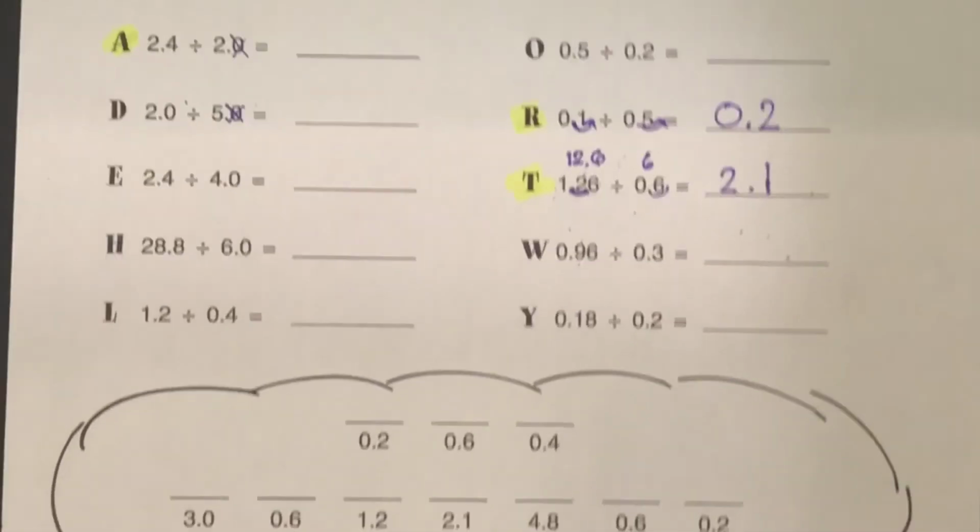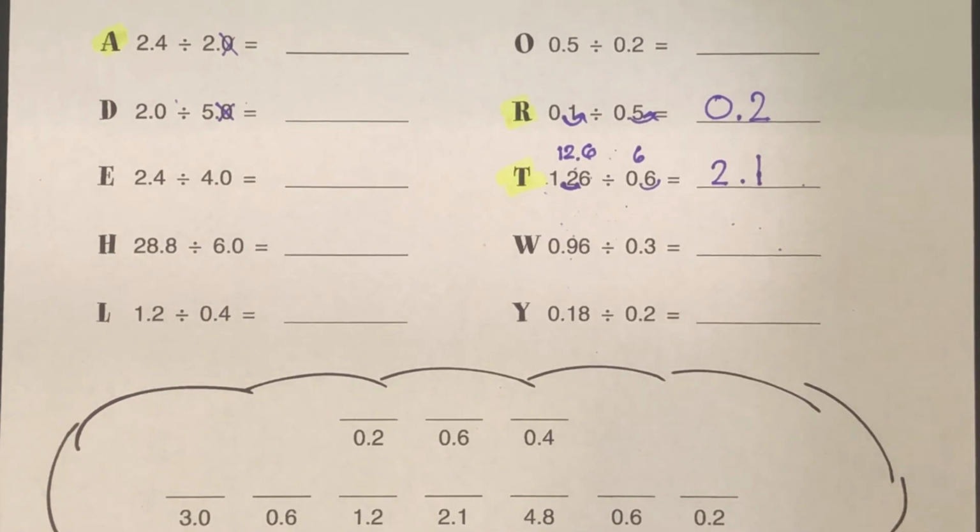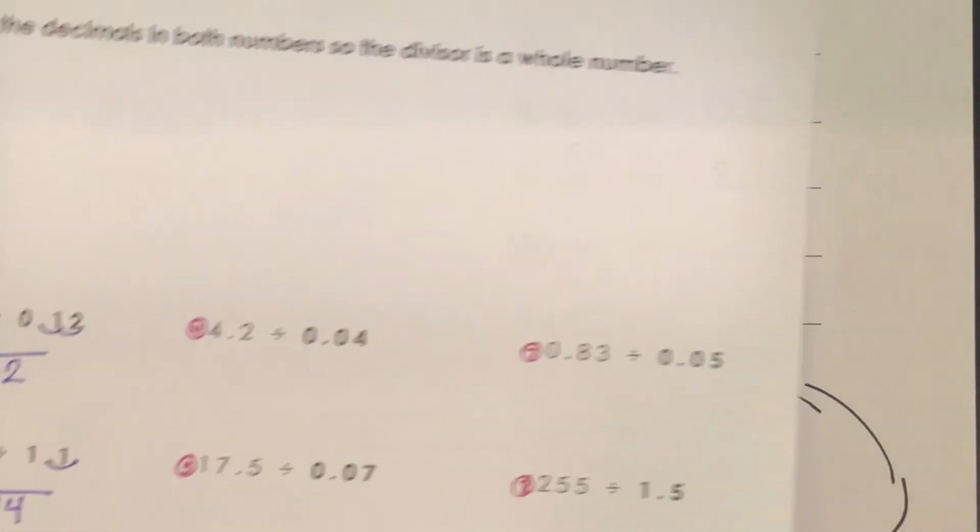That is how they all work. The most you'll ever have to move the decimal is 1 place. And there you go. This shouldn't take long.